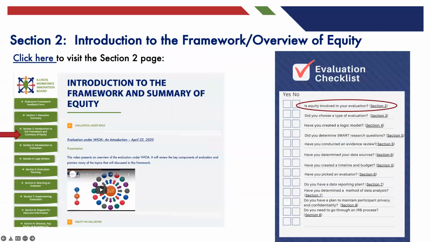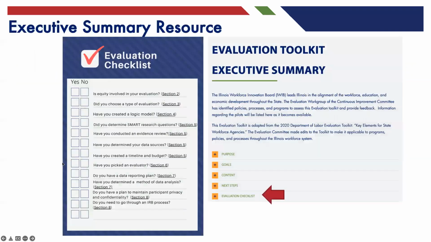So there's a lot of information in this tool, and recognizing that, as part of the executive summary, there's this evaluation checklist that lays out all of the important components that are included in the framework, and then points you to the sections where you can find more information about these. So this is really the components of the evaluation process at a glance, so that you can walk through and make sure you're looking at all of the different components in your approach to evaluation.